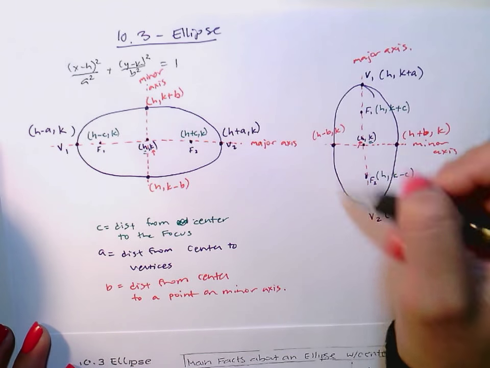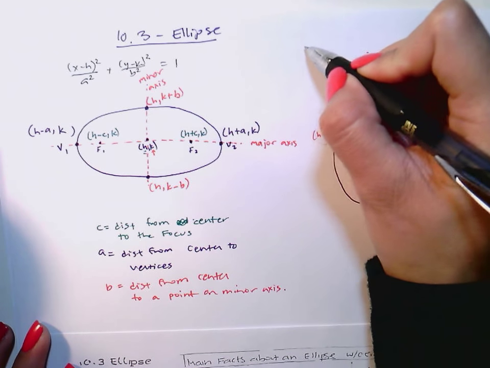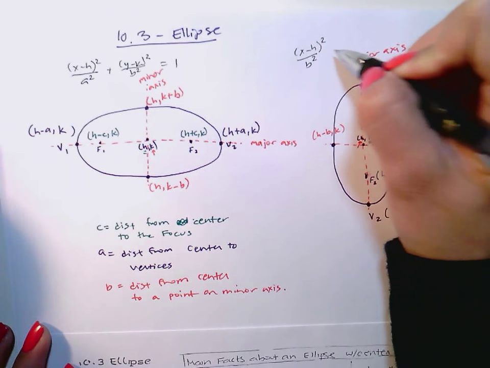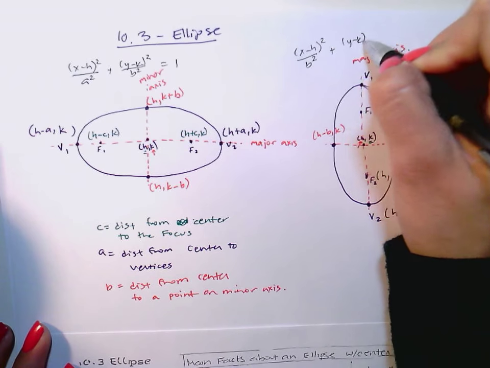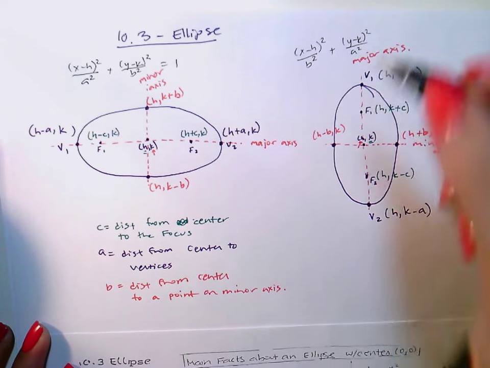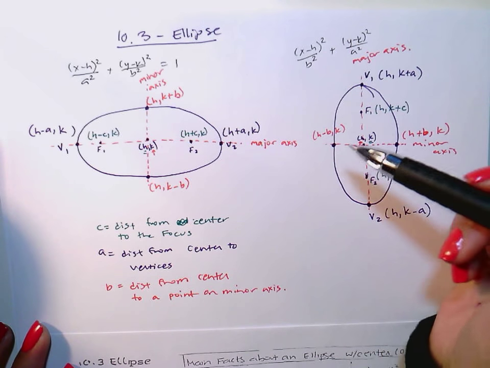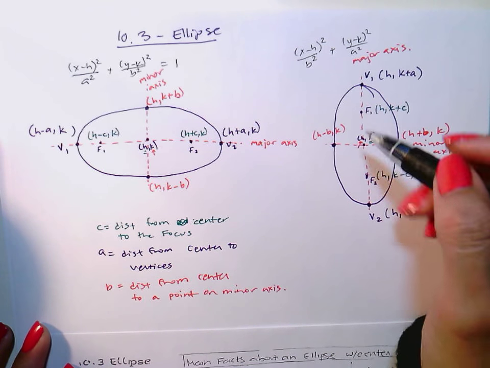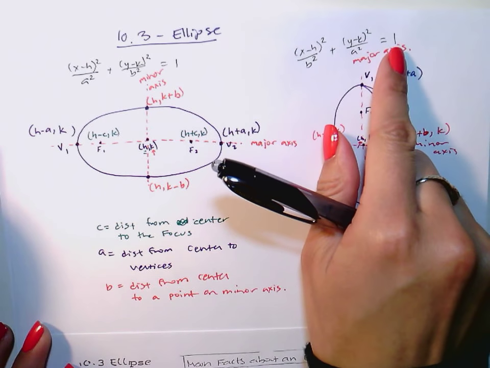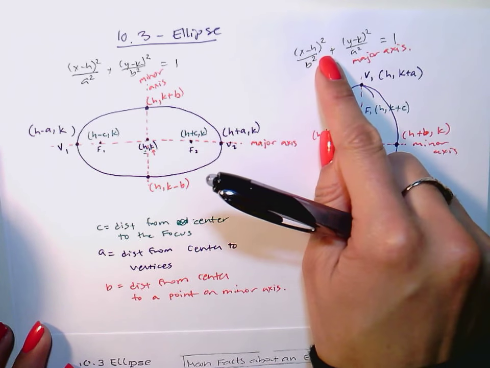If the major axis is parallel to the y-axis, then the a squared is going to go under the y's. So the equation for this one is going to become x minus h squared over b squared plus y minus k squared over a squared. Again, the a squared goes under the variable that's parallel to the major axis. So this is equal to 1 also.